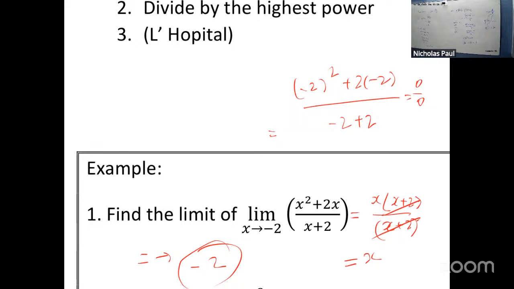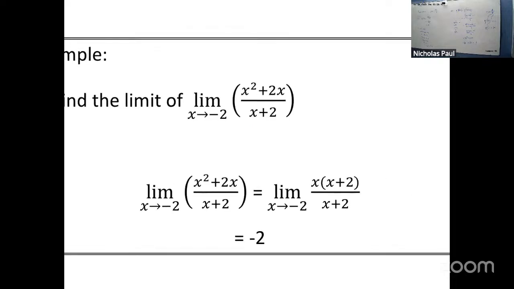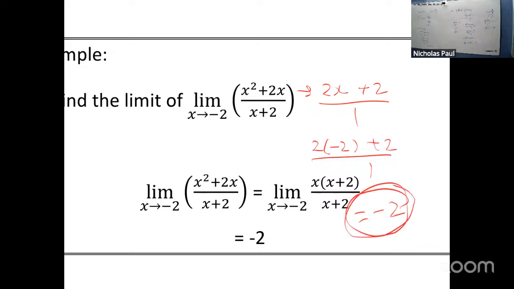Watch up here. I'm going to show you L'Hopital. How does L'Hopital work? You differentiate top and you differentiate bottom. What's the differential of x squared? 2x, right? What's the differential of 2? 2 all over 1. The differential of x plus 2 is 1. Plug in minus 2 and you will get minus 2. So by using L'Hopital, you're still getting the same answer, right? But please remember L'Hopital is a check.